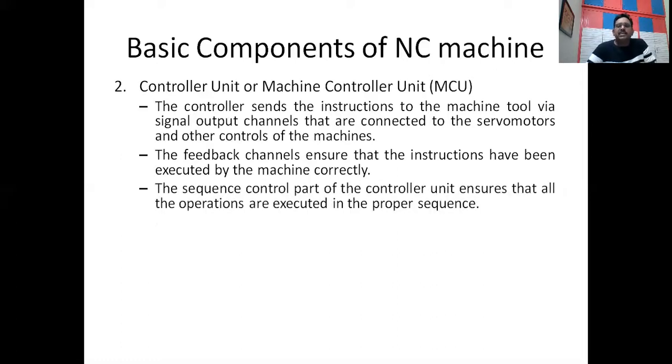Next one. The sequence control part of the controller unit ensures that all the operations are executed in a proper sequence. In any manufacturing system, the sequence of operations is very important. Without fixing a tool, we can't go for drilling, and without completing all primary operations, we can't go for assemblies. Therefore, the sequence of operations is very important. So the sequence control part of the controller unit ensures that all the operations are executed in proper sequence.